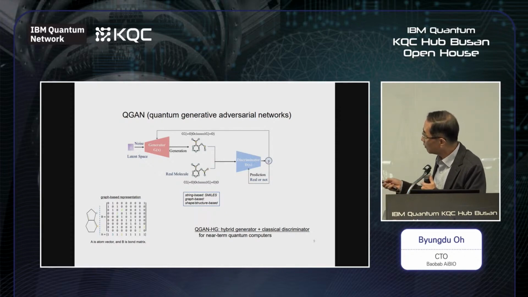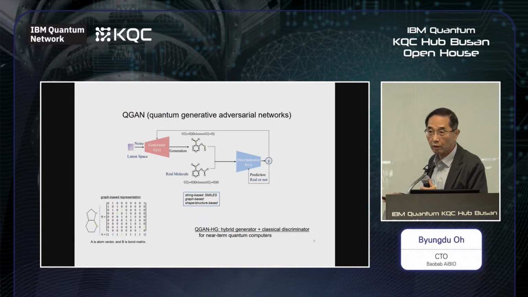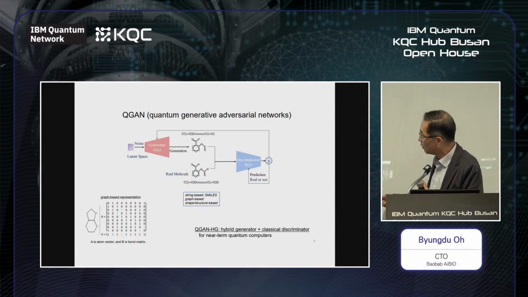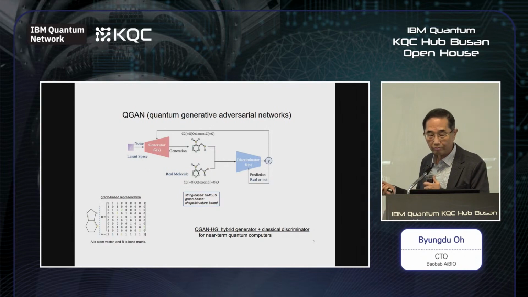This kind of thing can be done on a classical computer, but with a quantum computer there is this latent space, which uses some random noise, and that is more efficient on a quantum computer. In this case it is string-based, and this one is a string indicating molecular strings, but sometimes graph-based is used, like the example here. A node is an atom, and this edge is a bond. So with an atom vector and a bond matrix, we can make this graph. As I mentioned, this generator is hybrid, with a quantum part and a classical part, and the discriminator in this case is a classical computer.